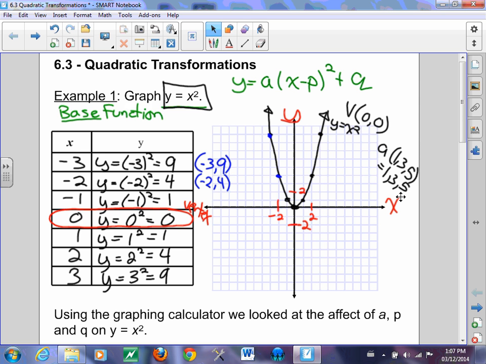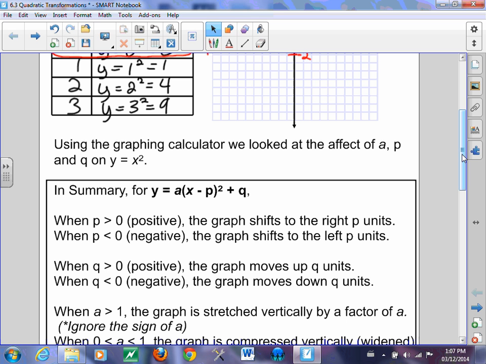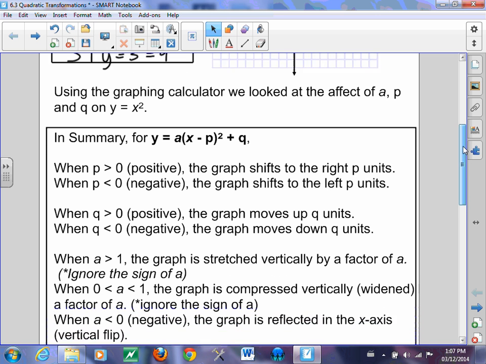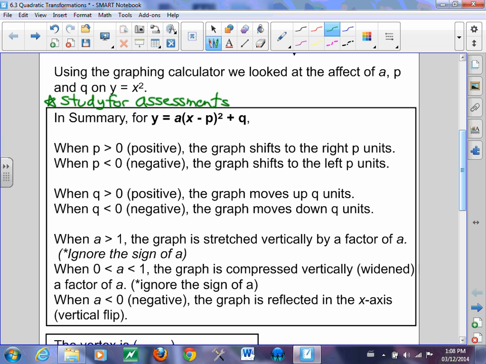All right, here we go. Using the graphing calculator in the past, in Unit 4, we looked at the effect of a, p, and q on y equals x squared. Now here's an important summary, guys. I would make sure that you highlight this, study this for your test and for your exam, and I would save it for grade 11 because it's very important. So study for assessments, I'll put on here. When I teach my grade 11s, they like to remember of having this. So it's a good thing to keep.